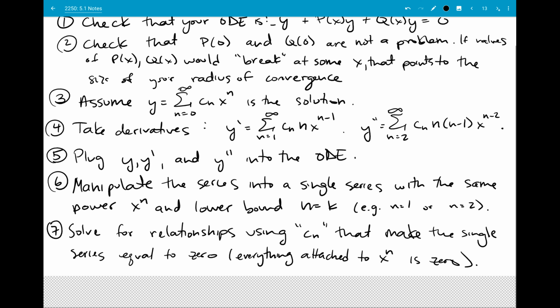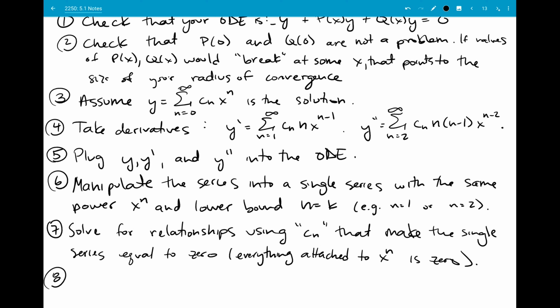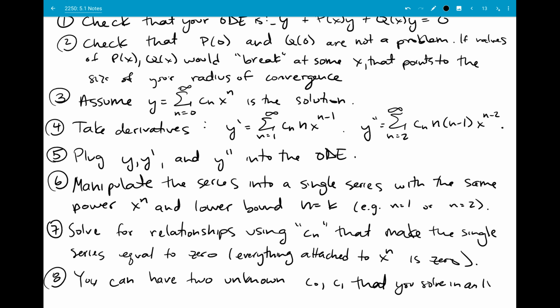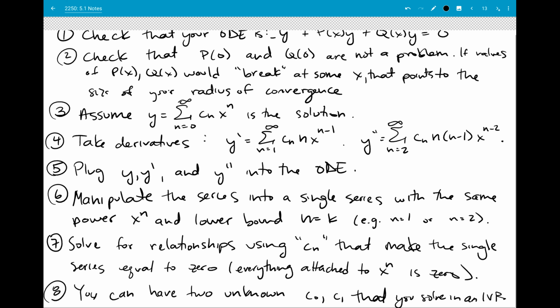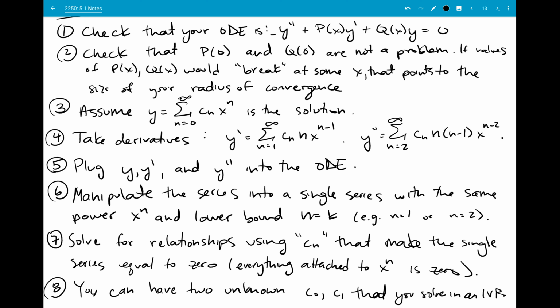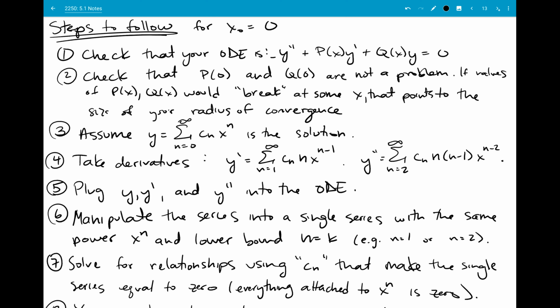And then we'll just make this an extra long page, I guess. What you're going to have to do is you can have two unknowns, C0 and C1, that you solve in an IVP. And then the rest of them are going to be given by that relationship. So those are the steps to follow. We're going to do some examples from here.